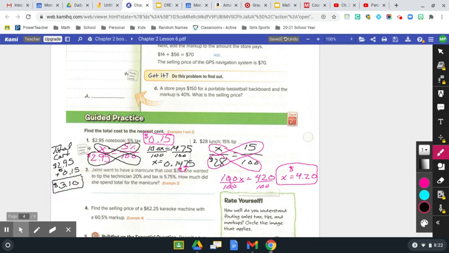So you have 2 steps here. We did step 1 or step A on Thursday. We found the tax. And step B, we found the total cost. Total, add them together. $3.10 is what you owe.